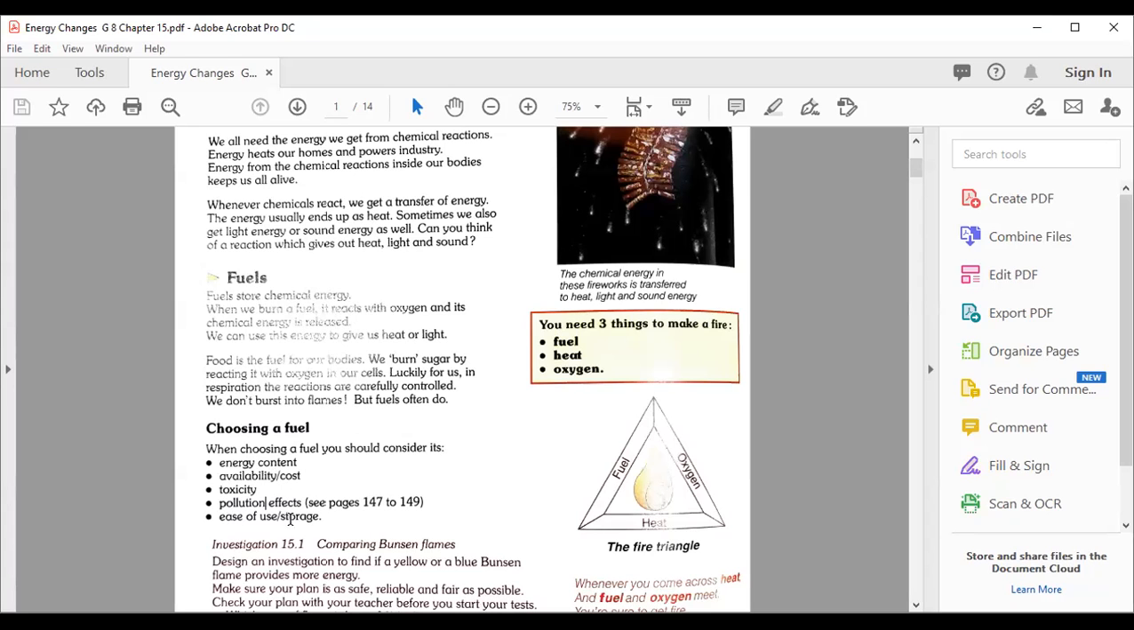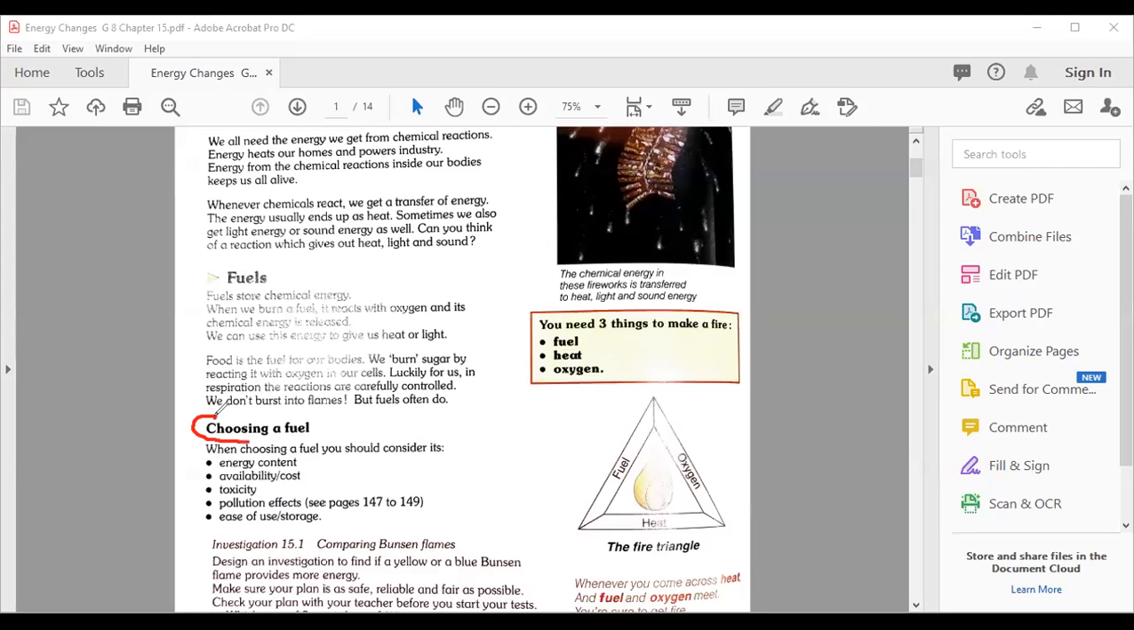And last but not least, ease of use and storage. The fuel that you are going to use should be easily available for you, and easy to use. Even if you want to store it, you can store it properly and easily. That will not make a problem for you, maybe due to any reason. So these are a couple of points that we discuss here about fuel.